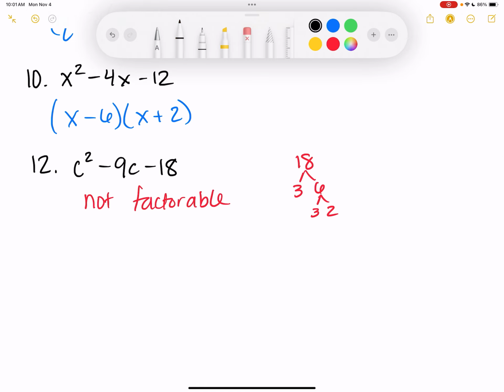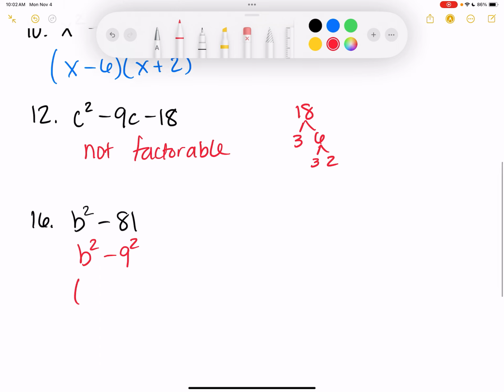So 16b squared minus 81. Which special type is this? Binomial. Difference of 2 squares. Okay, so that is the first term plus the second term, the second term meaning whatever it is that's being squared. So what squared is 81? 9. You don't have to write this, but if you need to, for the sake of seeing it, that's how you would write it. It's the first term minus the second term times the first term plus the second term. So this is going to be b plus 9 times b minus 9, and again, it doesn't matter which order.